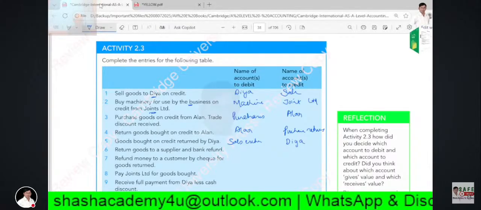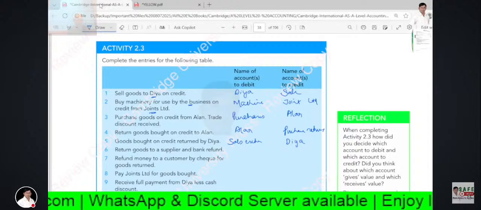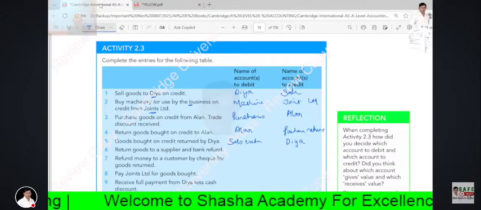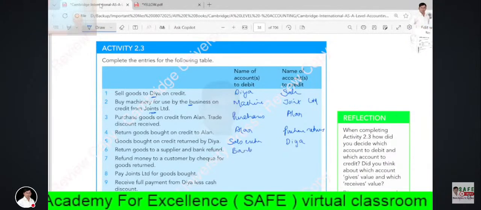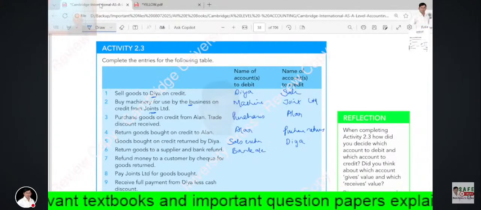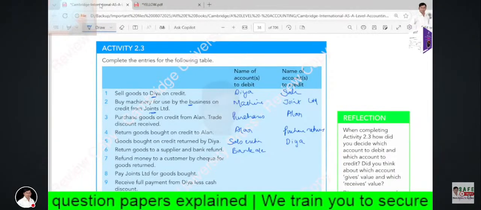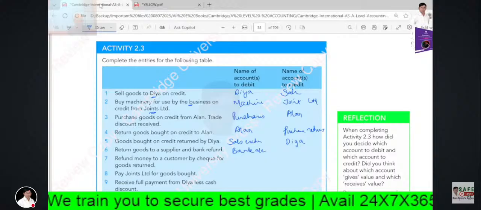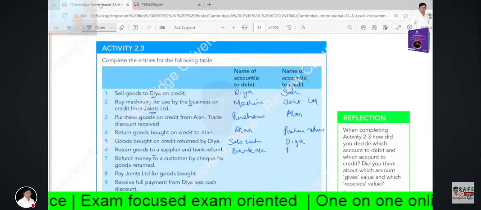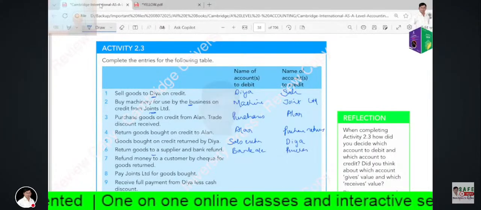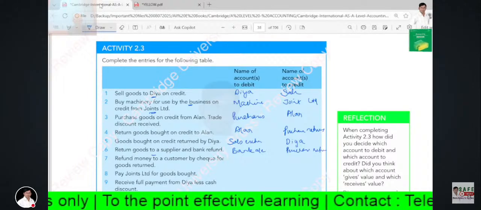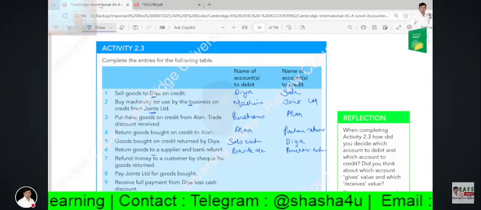Return goods to a supplier and bank refund. So what has happened? We have returned the goods and we have received the money. So bank money will come in, bank account. So return goods to supplier. Some supplier, they have not mentioned the name, so we can just write return goods to a supplier. So it is purchase returns, exactly reverse of purchases. Because of purchase returns, we have received money. We have deposited in bank.